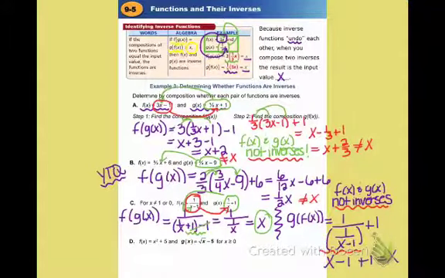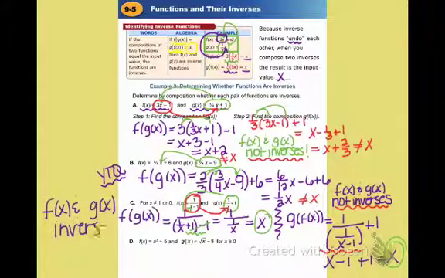So we've got another one that turned out to be x. So the other direction, both directions turn out to be x. And so in this case, I can say that these functions f and g of x are inverses. So our first pair of inverses.